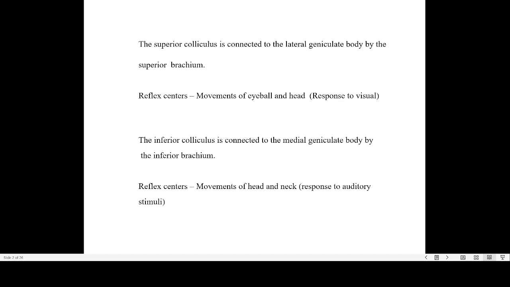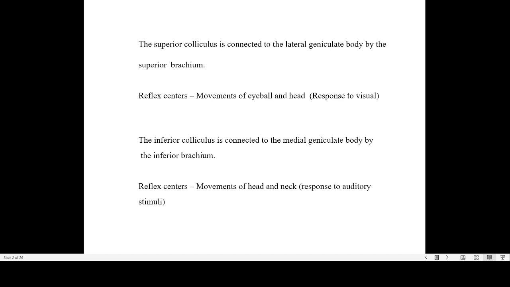That means if anybody knocks at the door, what happens? Your head and neck turn towards the knocking portion. That means who knocked? Immediately your head and neck turn to that. So that is the reflex center for hearing, that means for sound, that is why it responds to auditory stimuli.